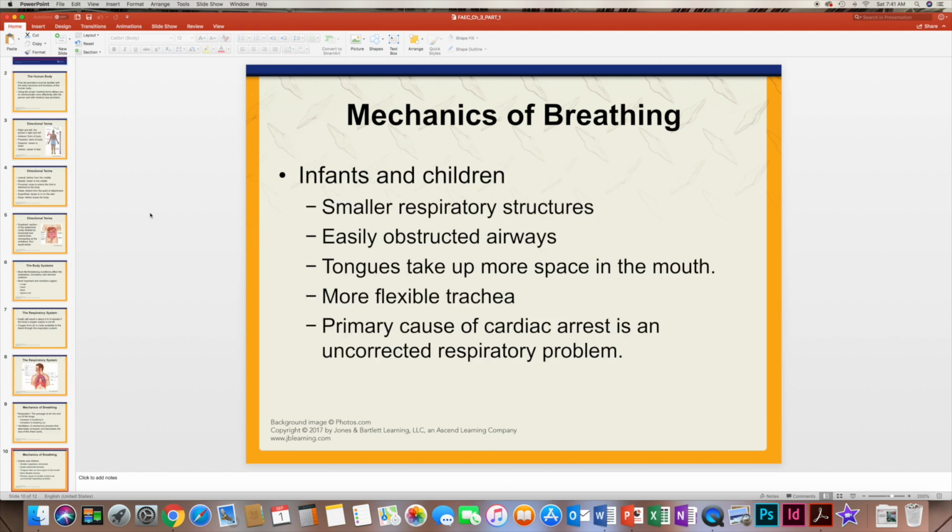Infants and children have a different mechanics of breathing due to their respiratory structures being smaller. Their airways can get obstructed easier. Their tongues take up more space in the mouth, and they have a more flexible trachea. So these things need to be taken into account when dealing with infants and children. Their physiology, their anatomy is slightly different than adults. When we think of cardiac arrest, most of it is caused by an uncorrected respiratory problem. Remember, we have to get oxygen to every cell of the body in order for the systems and organs to be working properly.